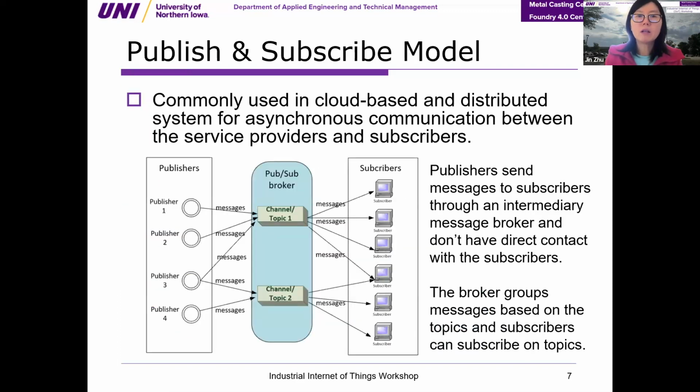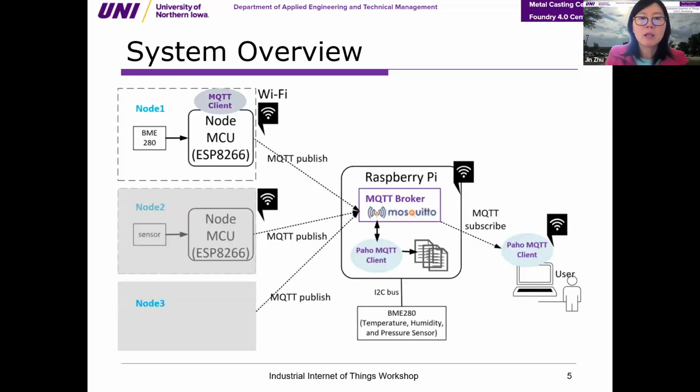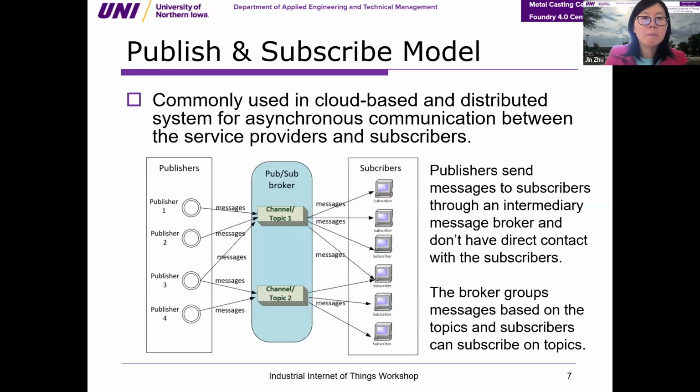So again, we already discussed the publish and subscribe model, but before we continue, I would go over it quickly again. What we want to do is that the Mosquitto broker set up in the Raspberry Pi over here is going to provide the service among different publishers and subscribers.